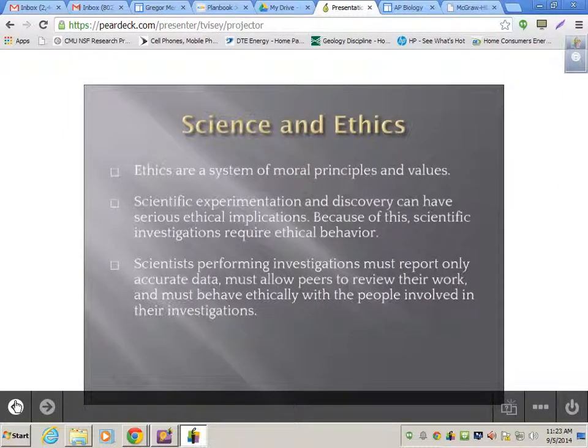So scientists performing investigations must report only accurate data and must allow peers to review their work. They must behave ethically with the people involved in their investigations and their experiments. If I want to test, let's say, a cancer drug, I can't give 100 people that have cancer, 50 of them the drug, and then 50 of them just a sugar pill, can I? No, and just wait and see what happens? That would be very unethical.